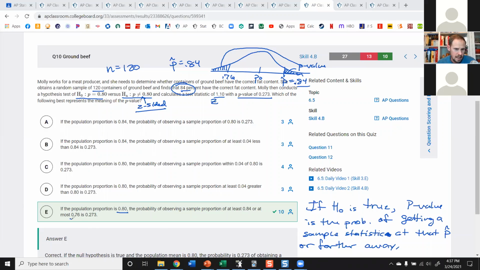That is tricky. Is that the p-value? So if we add up those two sections, that gives us 0.273. Don't feel bad if you missed that one.